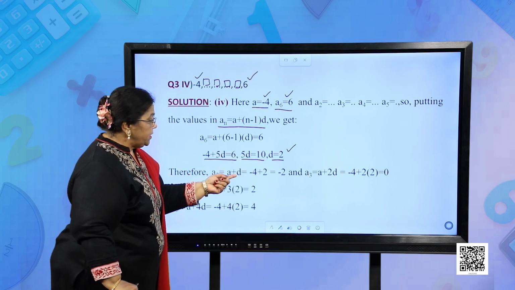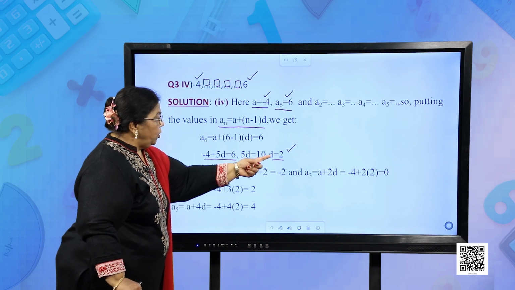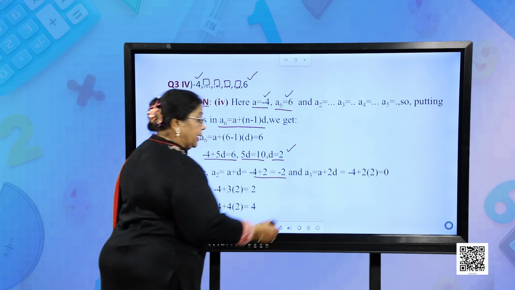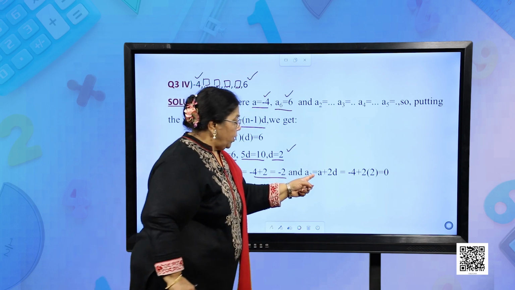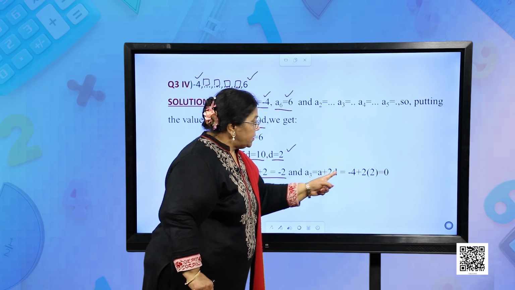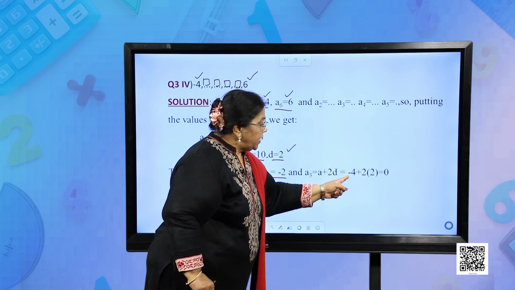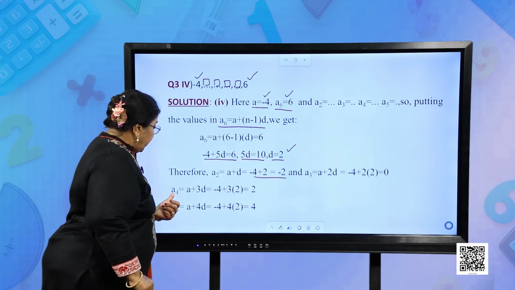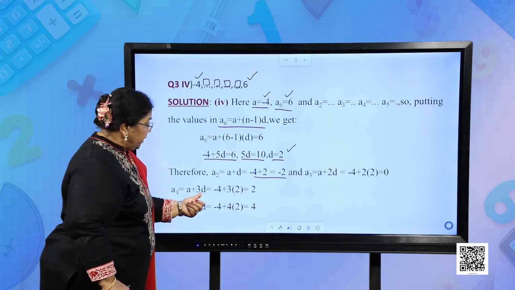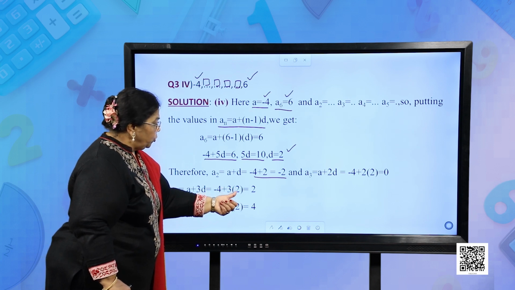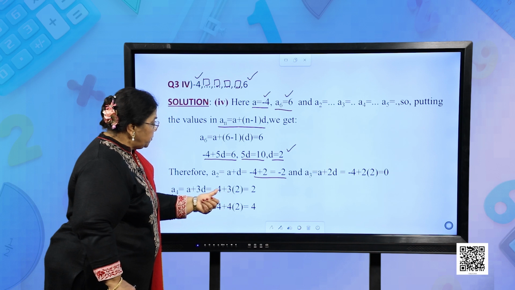A2 is A plus D. What is A? Minus 4 plus 2, that is equal to minus 2. Now, third term as we know A plus 2D. So, A is minus 4 plus 2 into 2. What is minus 4 plus 4? It is 0. Likewise, what is A4? A plus 3D, that is equal to minus 4 plus 3 into 2. 3 2s are 6. What is 6 minus 4?